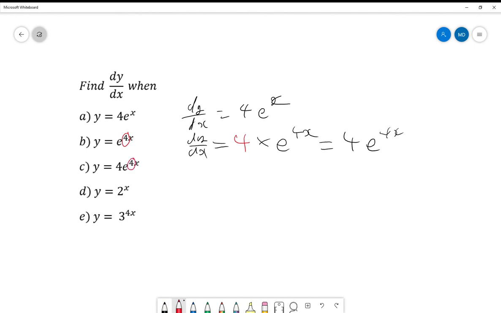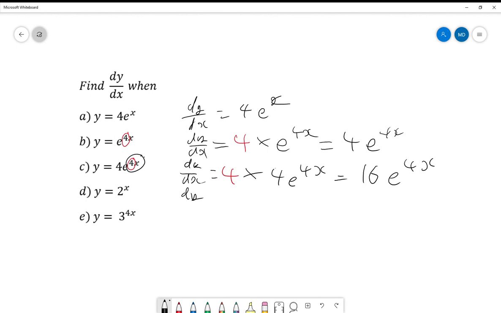Similarly here, we've got that 4 in there, so dy by dx is going to be equal to 4 times, and then 4e to the x differentiates to 4e to the x, but remember inside was actually 4x, so we end up with 4 times 4e to the 4x, which gives us 16e to the 4x. Now, on to a slightly more complicated one.